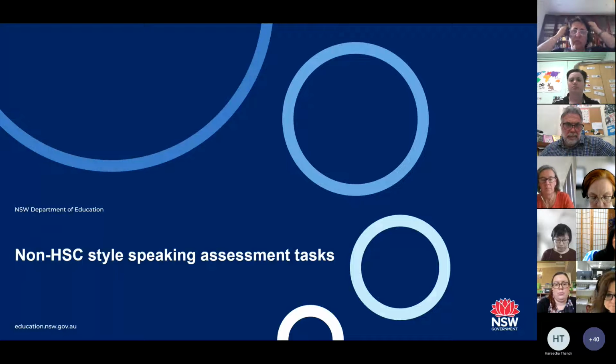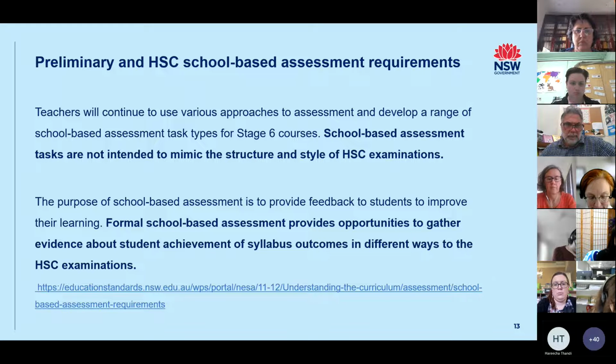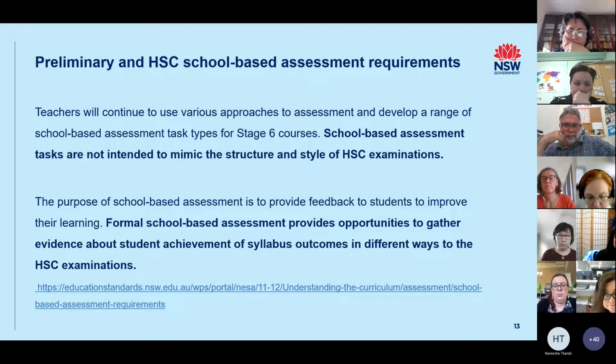Now that we've looked at ways of developing student speaking skills, the next section of the presentation will be about designing assessment tasks to meet the requirements of the beginners and continuous courses, starting with non-HSC style tasks. NESA's requirements for Stage 6 assessment demand that school-based assessments not mimic the structure and style of HSC examinations, and provide opportunities to gather evidence about student achievement of syllabus outcomes in different ways to the HSC examination.